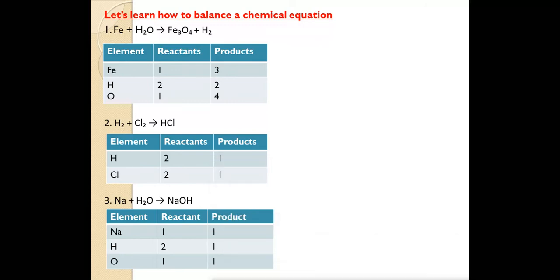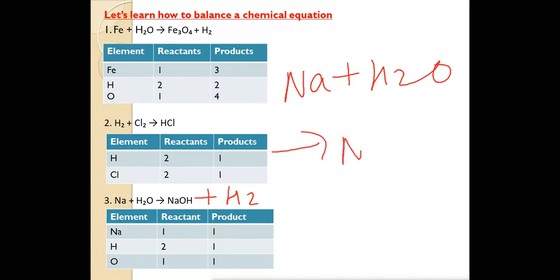Okay, so one mistake I made over there is that I have not written H2. We should write H2 also. Now our new reaction is Na plus H2O gives NaOH plus H2. Now this is our reaction. So you can see there are two atoms of hydrogen on this side, but over there we have three atoms of hydrogen, two on this side and one on this side, three.